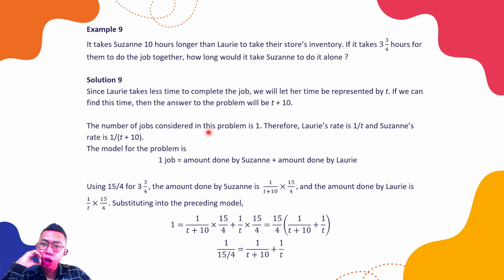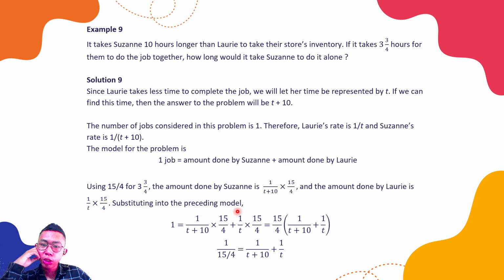The number of jobs considered in this problem is 1. Therefore, Laurie's rate is 1 over t. Suzanne's rate is 1 over the quantity t plus 10. The model of the problem is 1 job is equal to the amount done by Suzanne plus the amount done by Laurie. Using 15 over 4 for 3 and 3/4, the amount done by Suzanne is 1 over t plus 10 times 15 over 4, and the amount done by Laurie is 1 over t times 15 over 4.